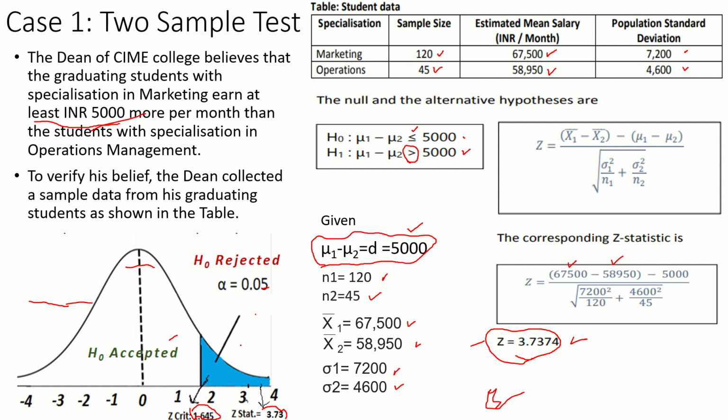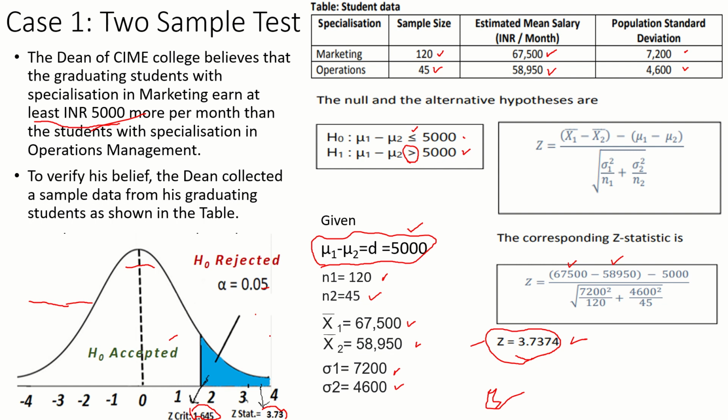Therefore, what is the conclusion? Since in the right tail test the Z statistic, 3.73, is greater than the Z critical, 1.645, and it falls in the rejection region, we reject the null hypothesis.